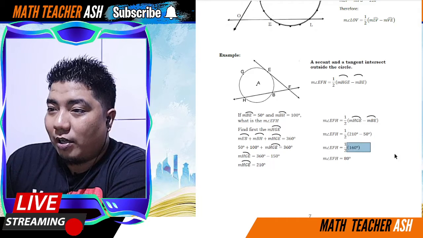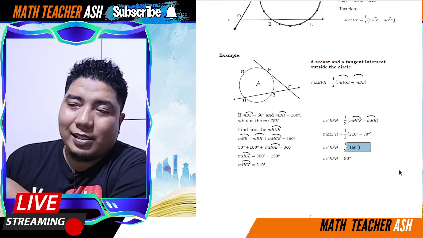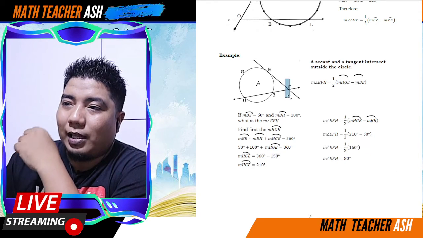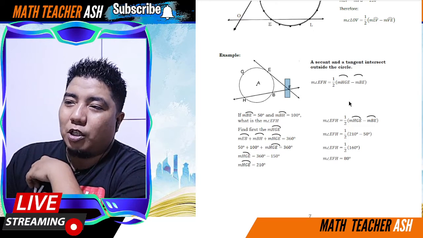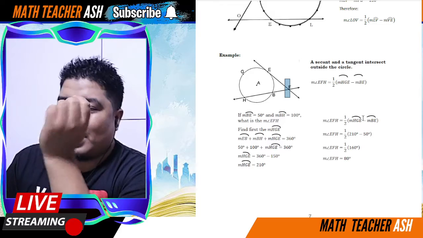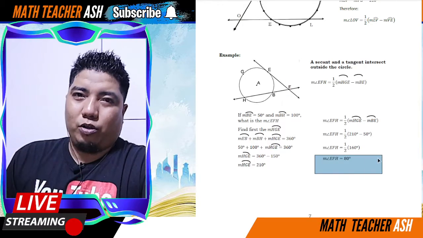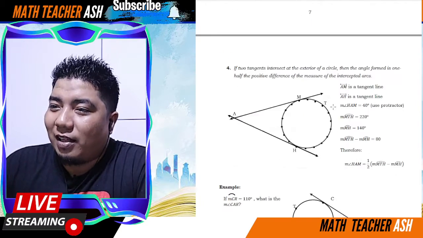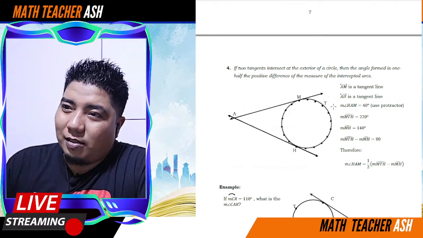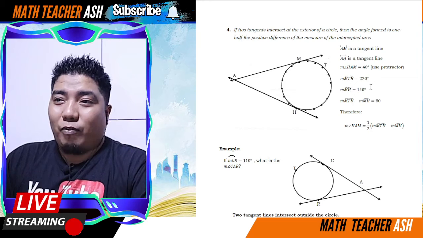Ayan, ito yon. Ayan. So, half of 160 in order for you to get the angle F or EFB or EFH. So, half of 160 is 80 degrees at ito yon. So, napakadali lamang po, my dear math learners. Alright. Now, for our, technically sa ating module, we are halfway already.